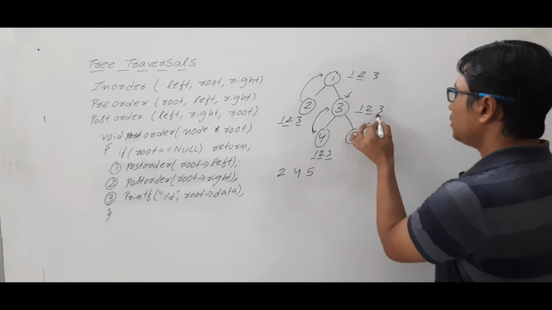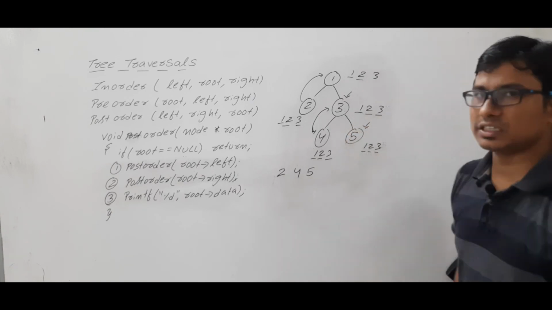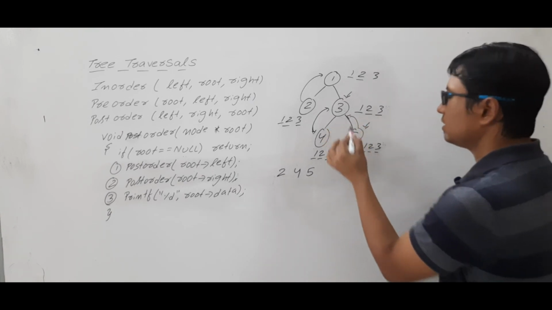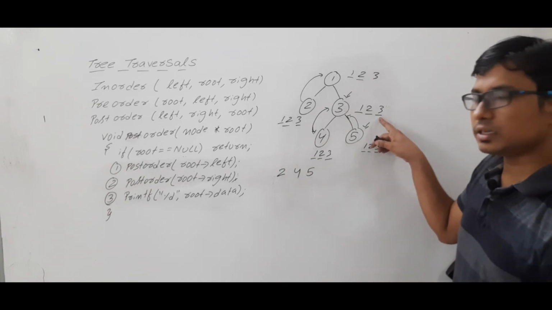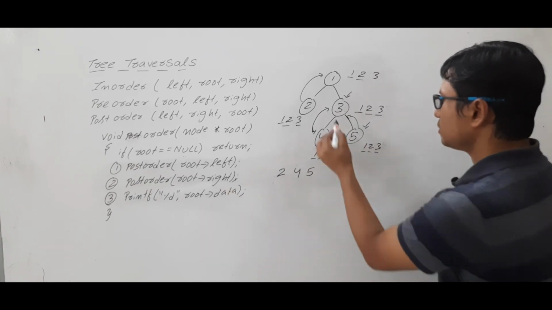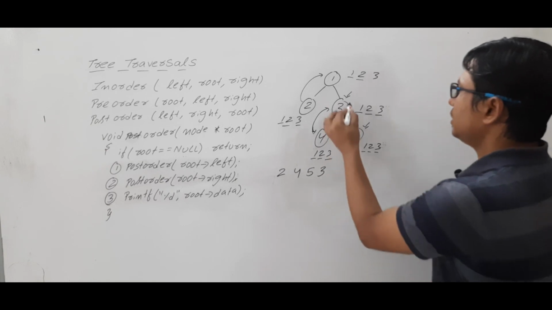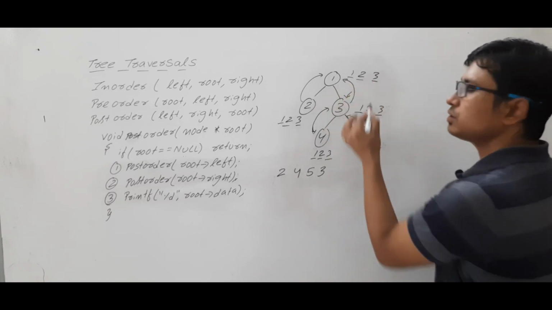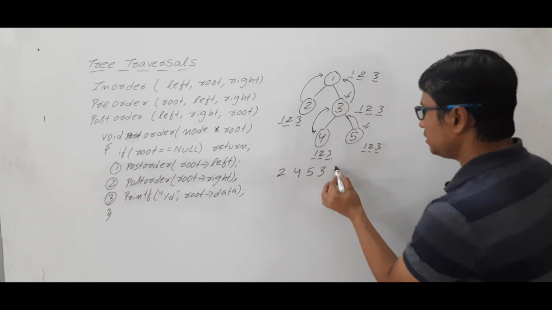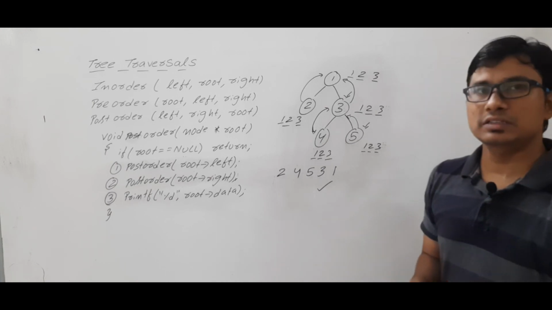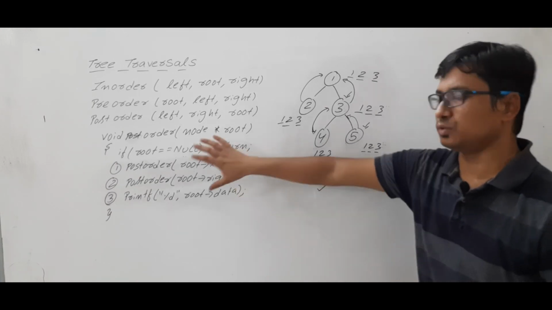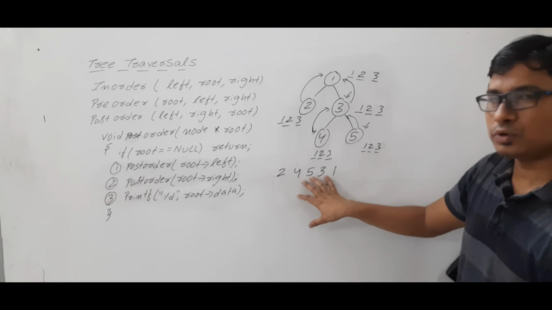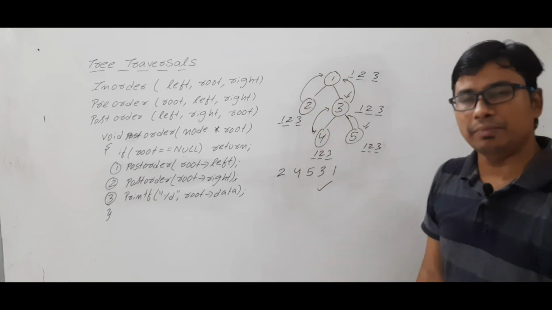Now you need to execute step 3 here because you will return here. So what is step 3? Root of data. So you will print the value 3. You will come back here and you will execute step 3. You will print the value 1. So this is the post-order traversal pseudocode, and this is the post-order traversal for this binary tree.